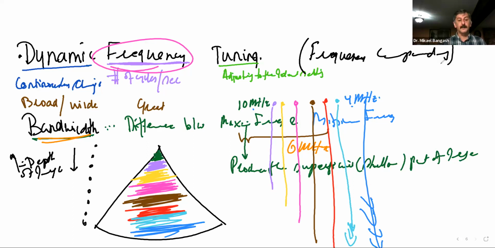But here we mainly say that the system actually uses the bandwidth, or the different range of frequencies produced by the transducer, to make up the image. The essence is that the higher the frequency in your bandwidth, the shallower the part of the image that it will produce.